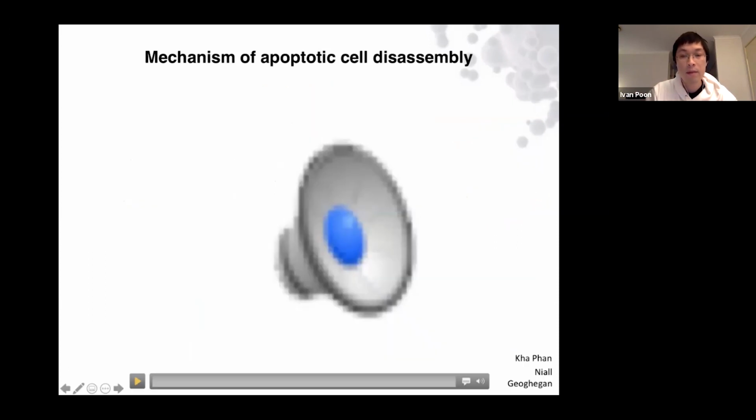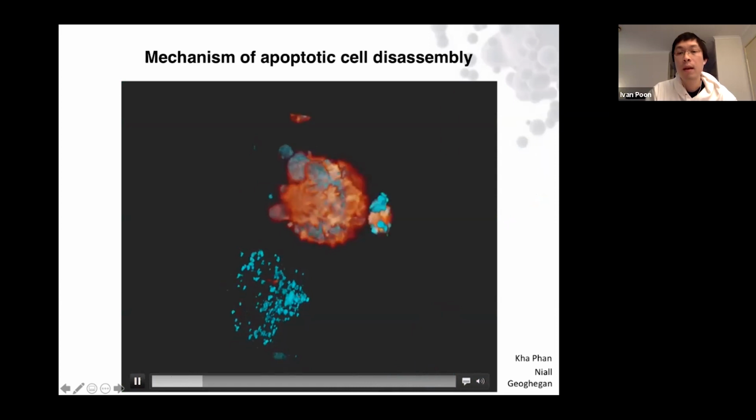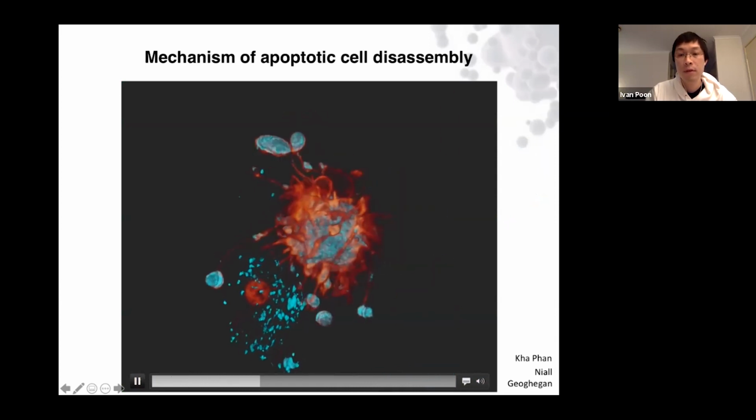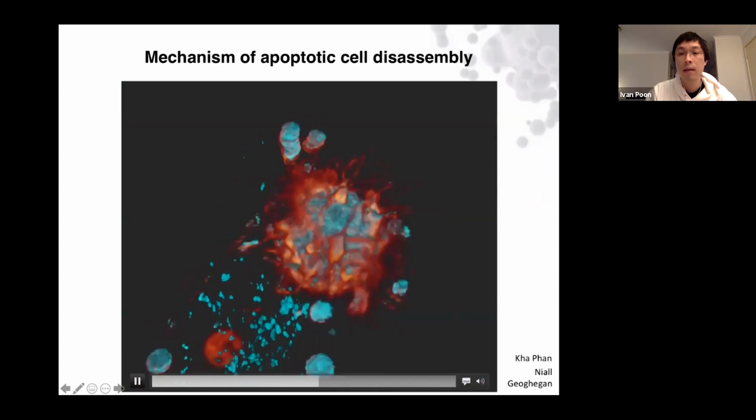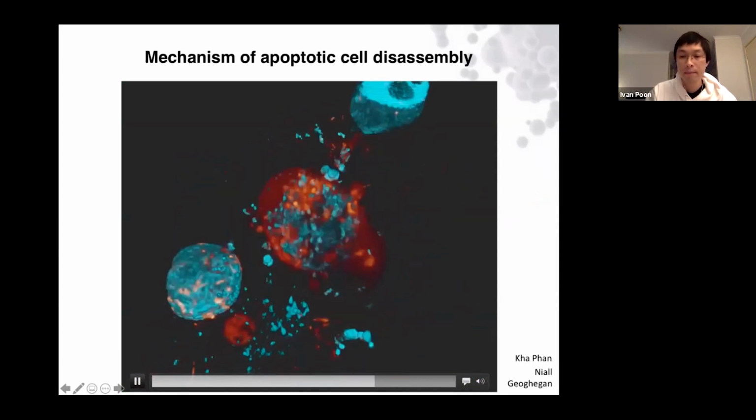So here's just another video showing THP1 cells undergoing apoptosis, then forming some protrusion again, and then pushing the blebs apart, and then breaking apart.